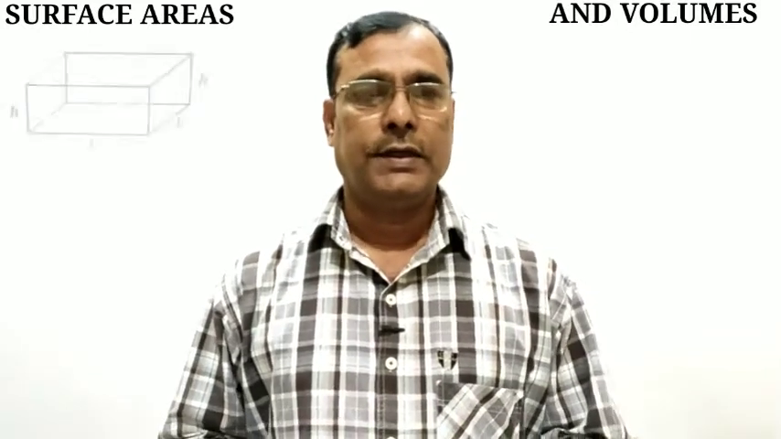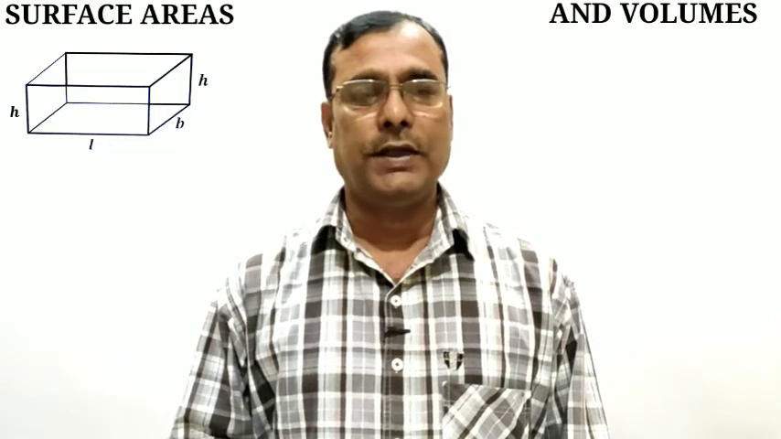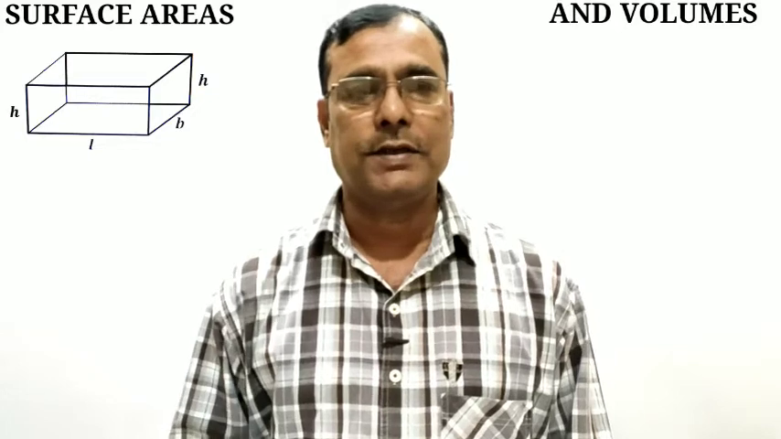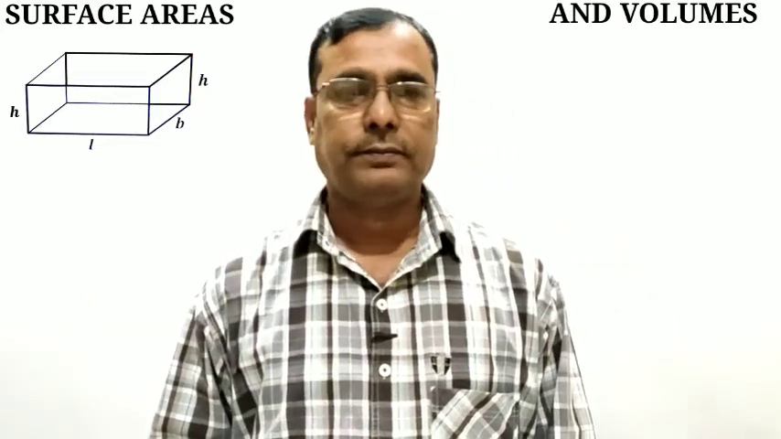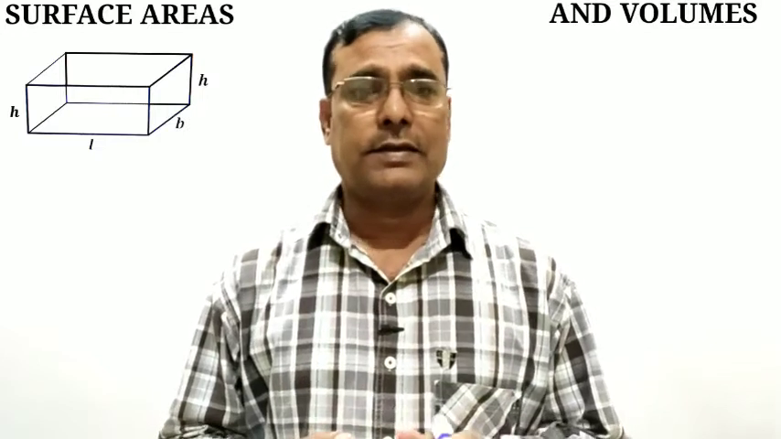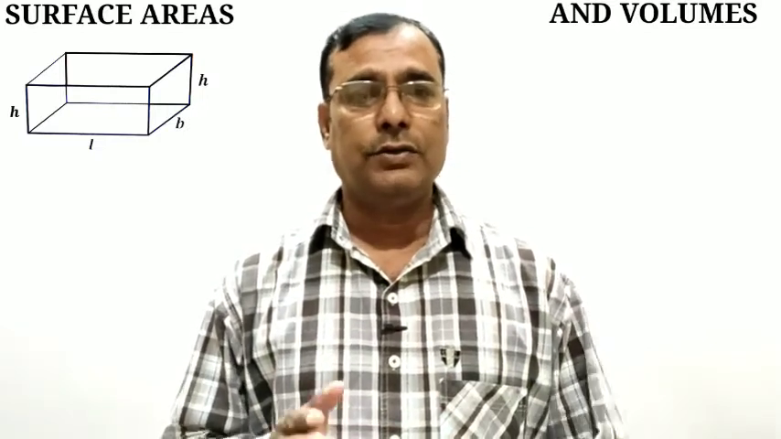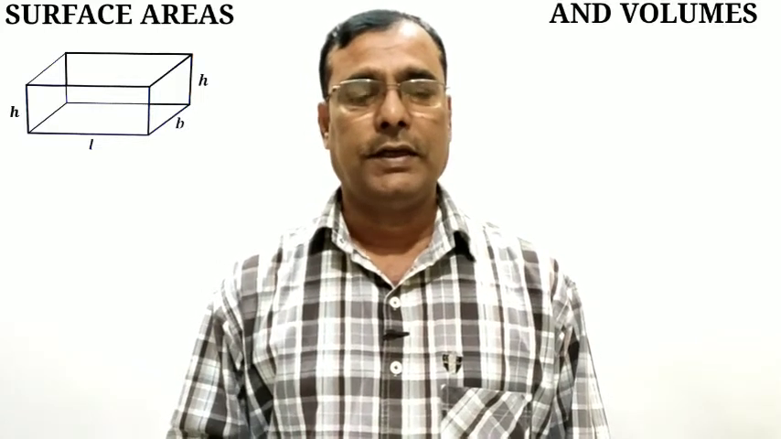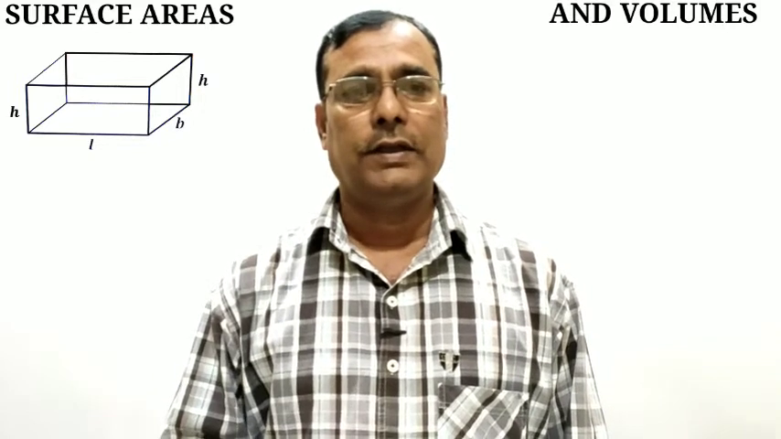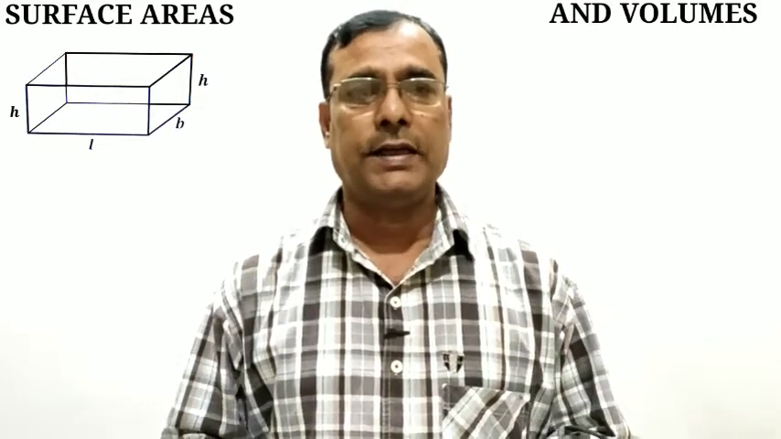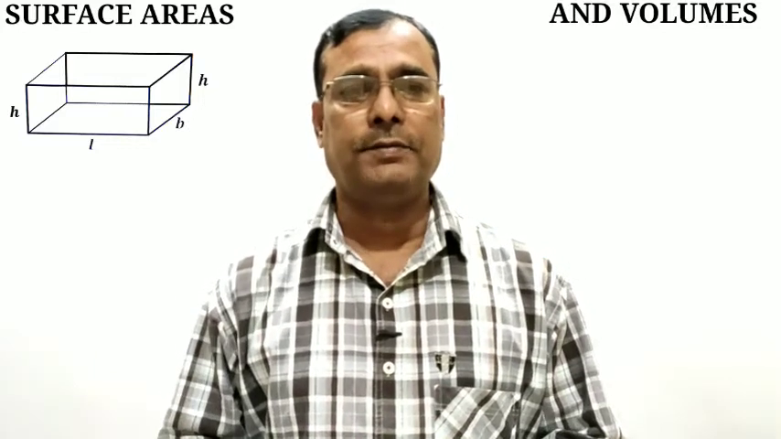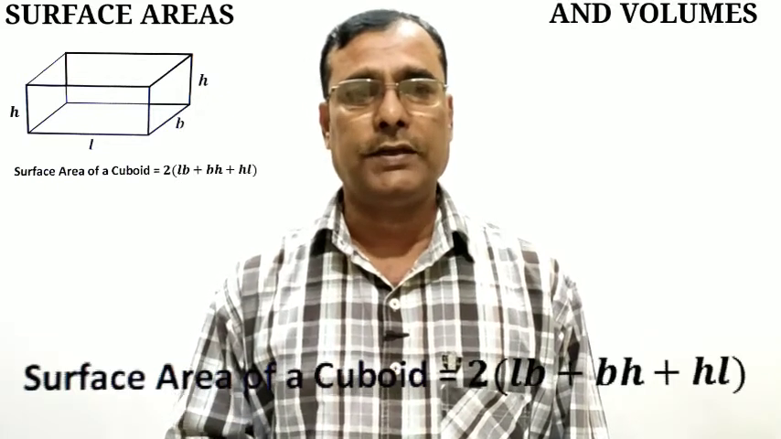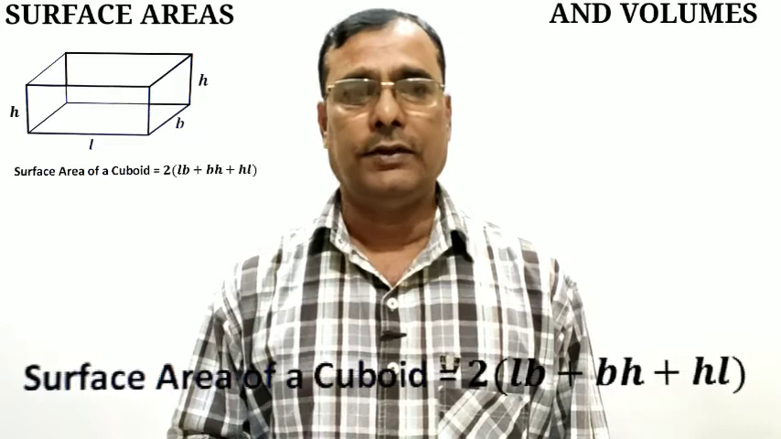Starting with cuboid, it has three dimensions: length, breadth and height, which are usually denoted by L, B and H respectively, as shown in this figure. It has six plain rectangular faces, two rectangular faces along the length, two along the breadth and two along the height of the cuboid. So the surface area, or total surface area of a cuboid, is equal to 2 into length into breadth plus breadth into height plus height into length.